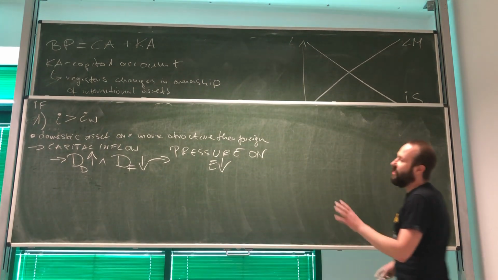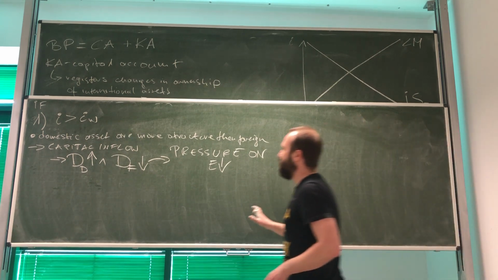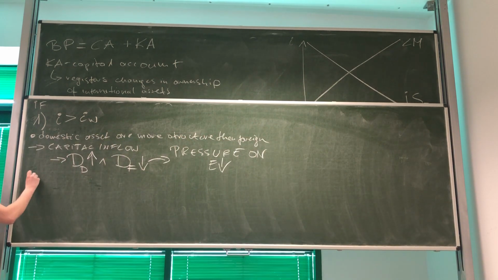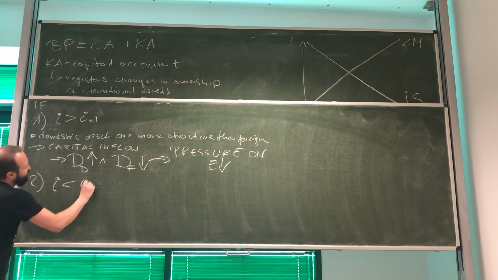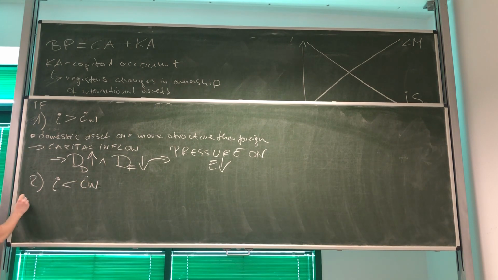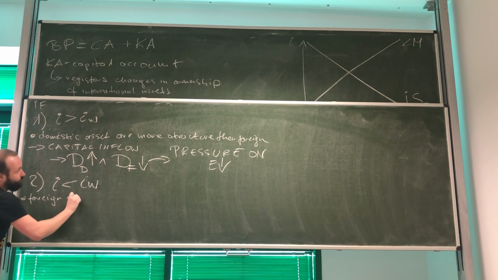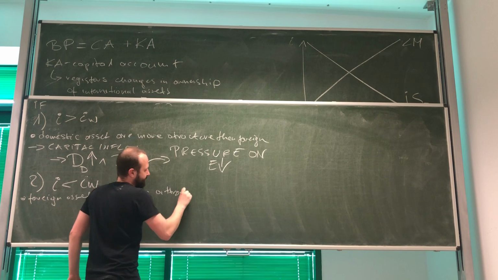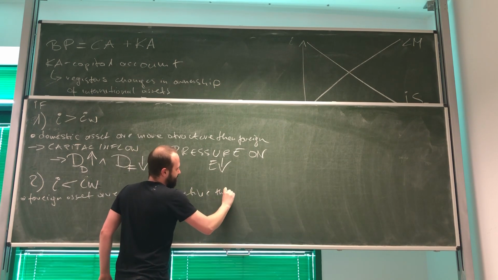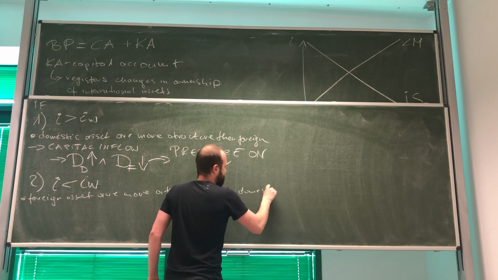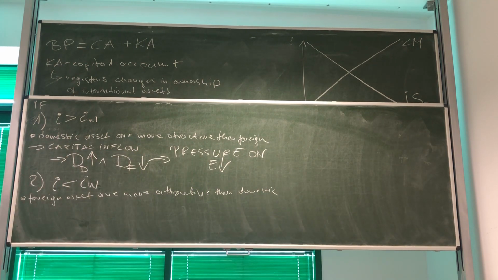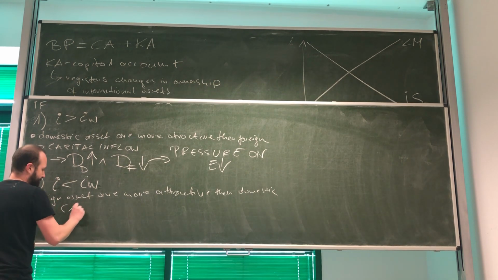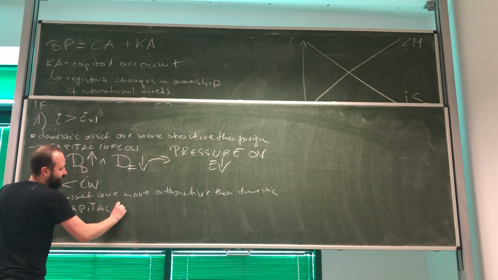Okay, and understanding this example, we can right away analyze the reverse situation. So if our interest rate is lower than the foreign interest rate, we see that foreign assets are more attractive than domestic. So what is our economy going to be experiencing? Well, capital outflow.